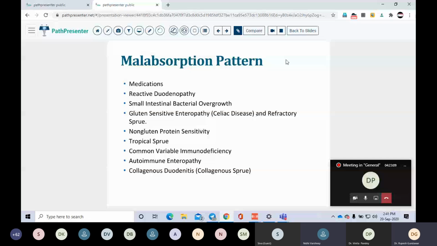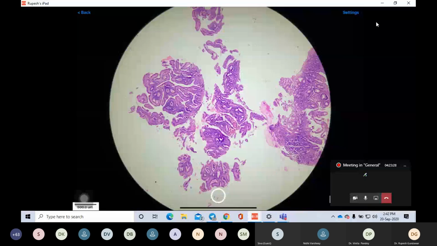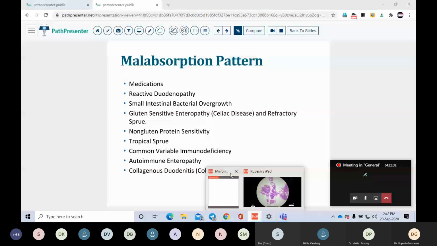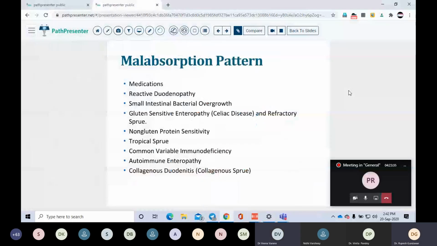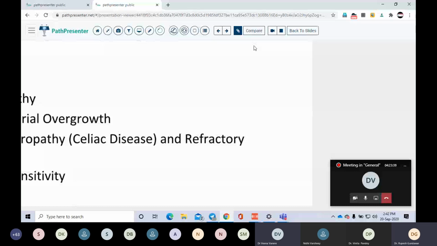Sir, your screen is not visible. Can you see the PPT or not? Sir, it is showing some ad of mirroring 360. Okay, fine. Great. Screen is visible. It's visible, na? Yes, it's visible. Okay, fine.